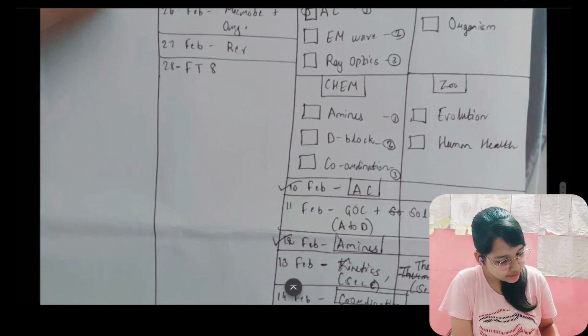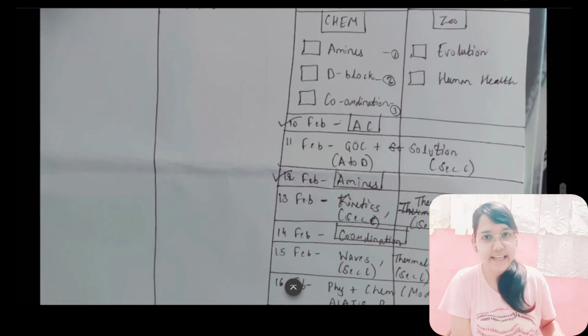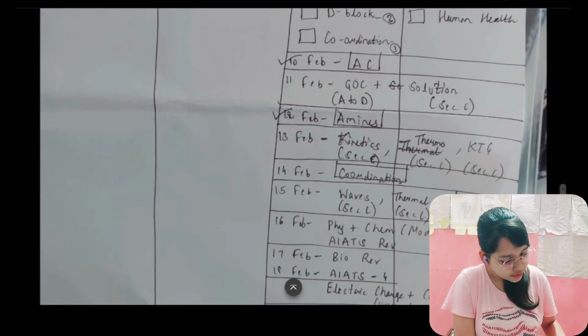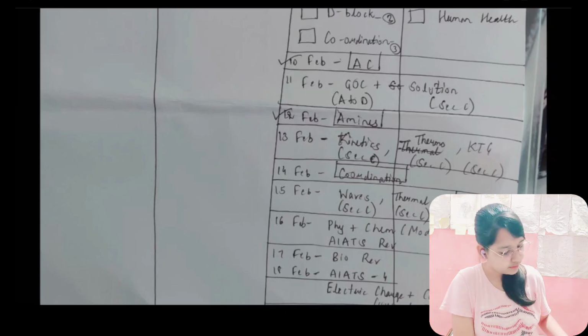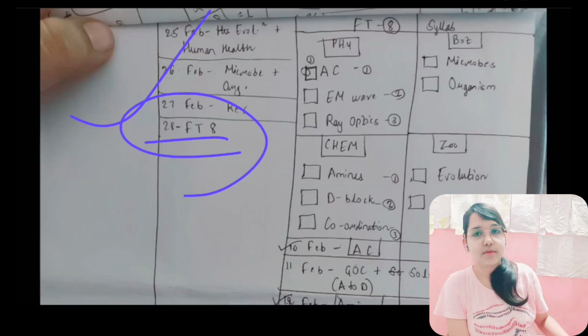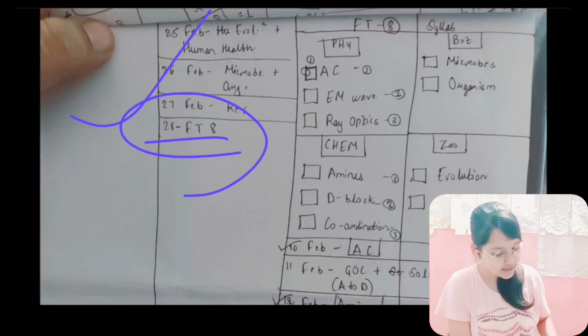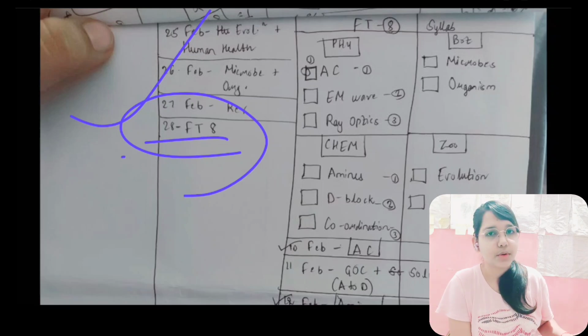So this is an example. I have a timetable of 18 days, beginning from the 10th Feb to the 28th Feb. This was a schedule because I wanted to prepare for a test. It was a fortnight test. So this is the thing. You have to make weekly timetables.